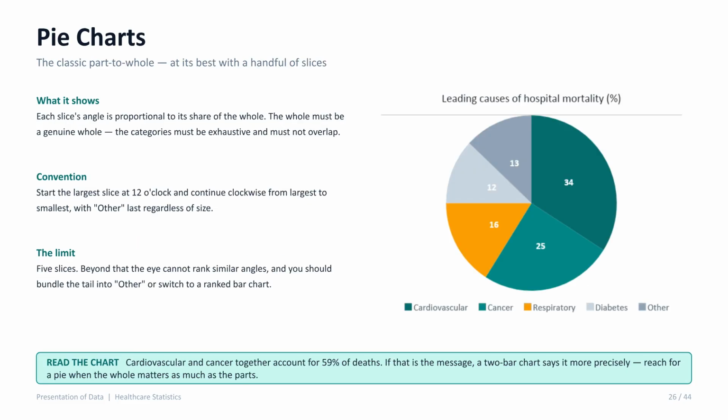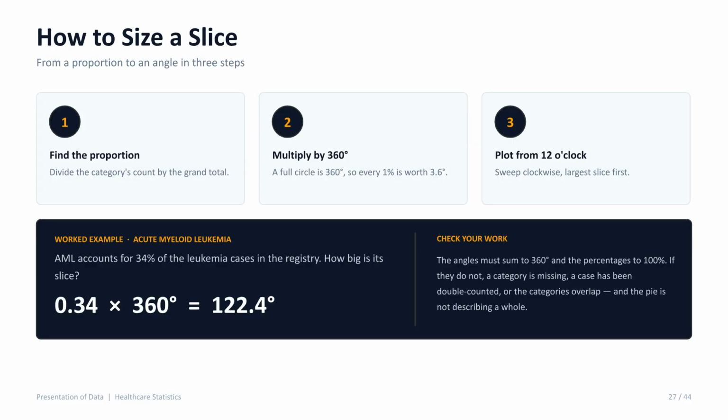Pie charts remain popular for part-to-whole comparisons. Stick to a maximum of 5 slices and always include an other category if needed. Start your largest slice at 12 o'clock and proceed clockwise. When sizing a pie slice, you convert proportions to angles. Multiply the decimal proportion by 360 degrees to get the sweep. This simple arithmetic helps verify that your data forms a true, exhaustive whole.